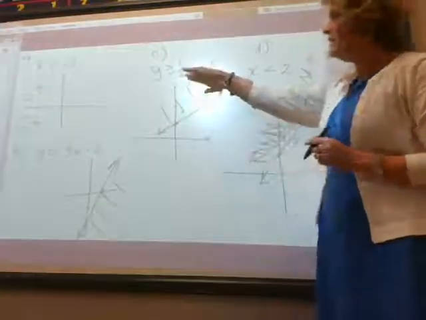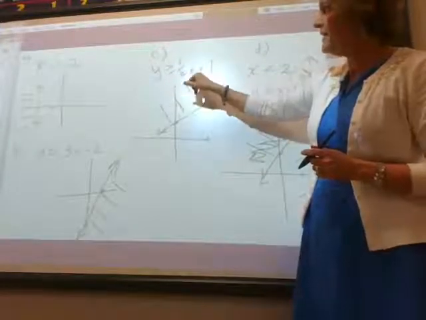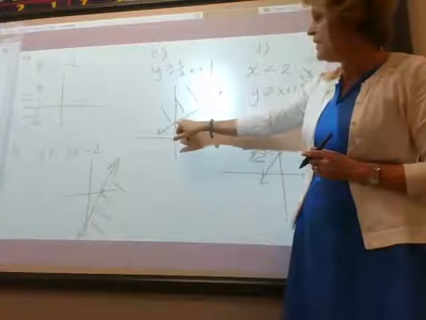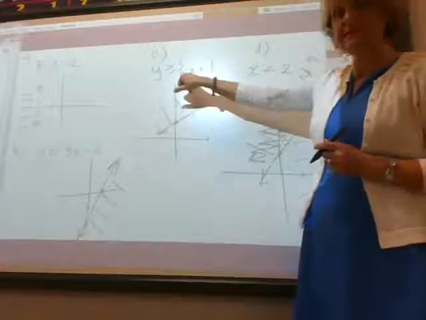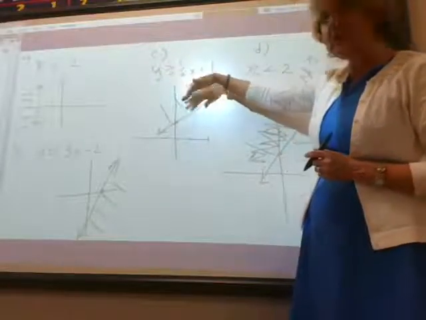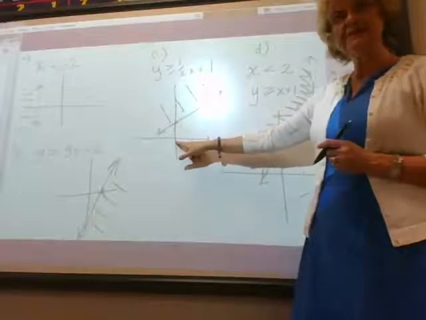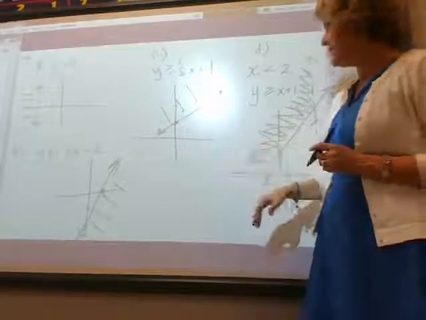All right, here, this is also included, so I'm going to have a solid line. I'm going to start at 1 on my y-intercept. I'm going to go up 1 and over 2 because of the slope. I'm shading above because it's greater than. Again, 0, 0 should be false. It's not included in my shaded area.